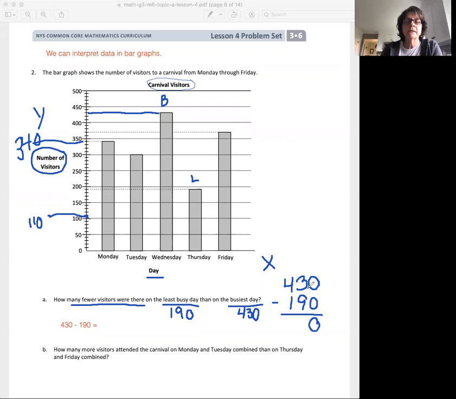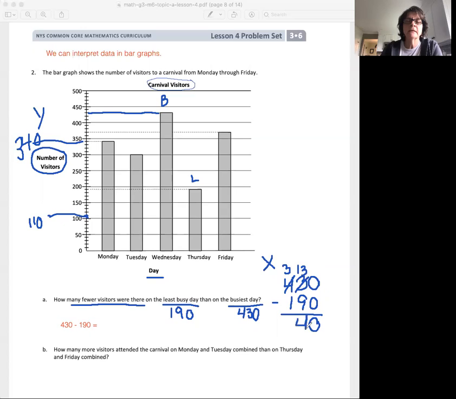We can't take 9 tens from 3 tens, so I have to unbundle. I'll go over to the hundreds place. 4 hundreds will now be 3 hundreds, but the good news is instead of just 3 tens, I'll have 10 more than that. I'll have 13 tens. So 13 minus 9 gives me 4.